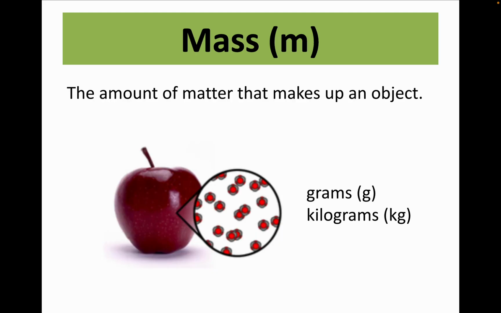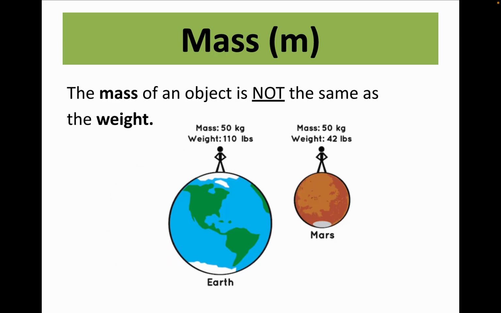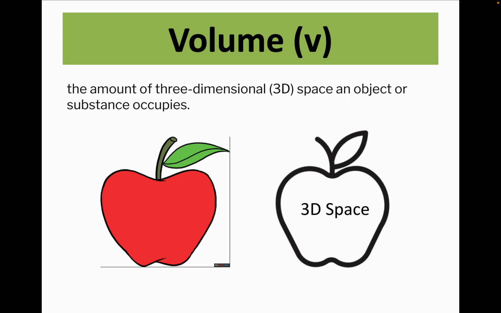So remember, mass is the amount of matter that makes up an object. So it's all of the different atoms, all the stuff that makes up the object. And an object is going to have a lot of mass if it has a lot of matter in it. But the mass and the weight of an object are not the same thing. The mass doesn't change no matter where you are, but the weight will, because weight is a measure of gravitational force on that object. So next we talked about volume, and volume is the amount of three-dimensional or 3D space that an object or a substance occupies.